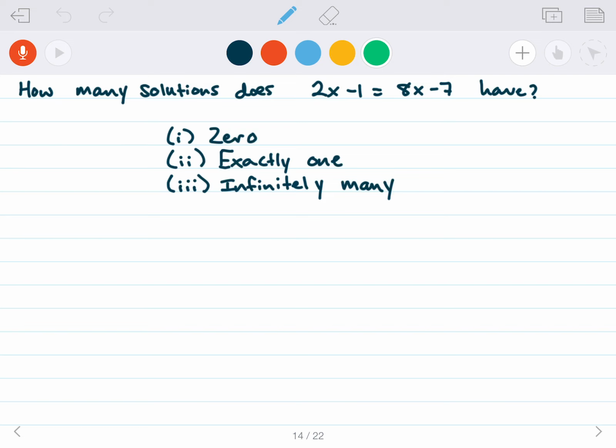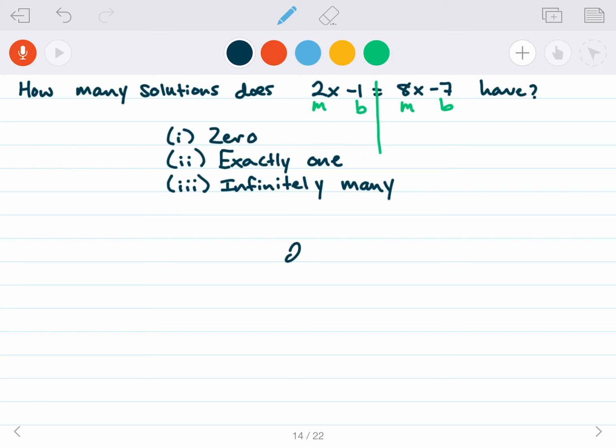How many solutions does 2x minus 1 equals 8x minus 7 have? Since these are in y equals mx plus b form, we can look at this graphically and algebraically. So again, this is our m of 2, our b is negative 1, m is 8 on the other side, b is negative 7. I'm going to go ahead and solve this algebraically and look at it graphically as well.